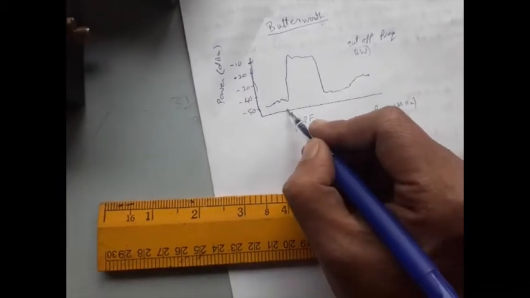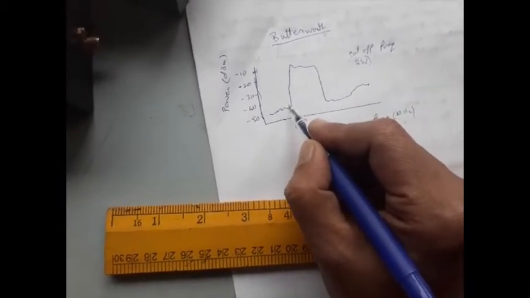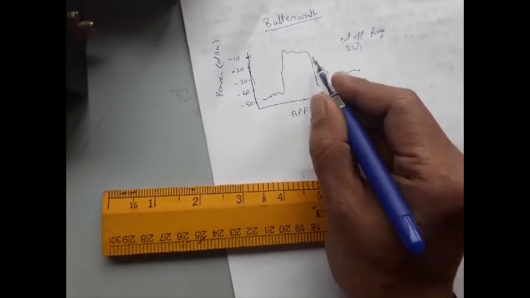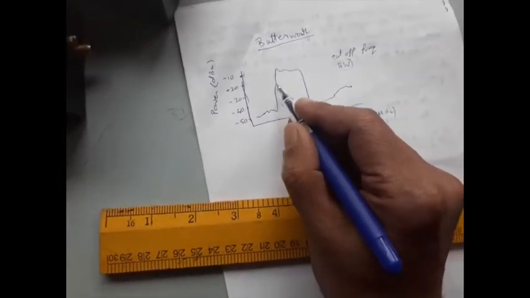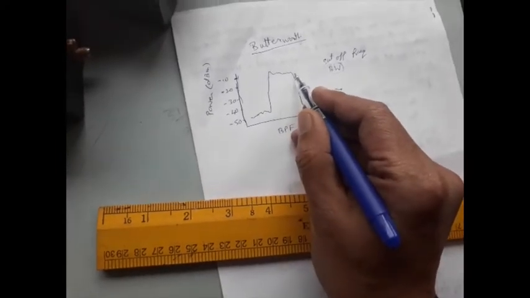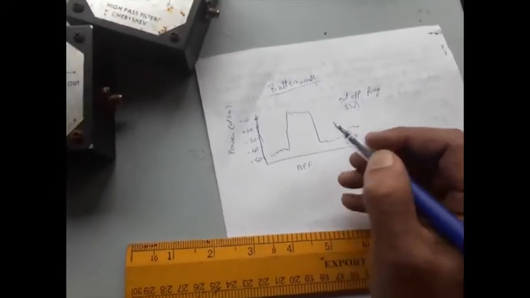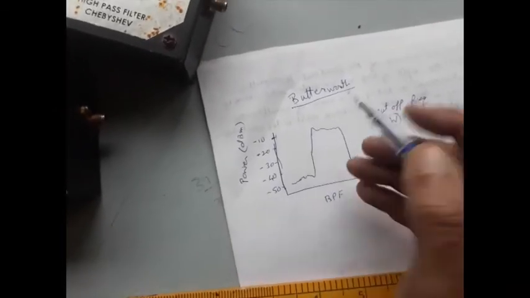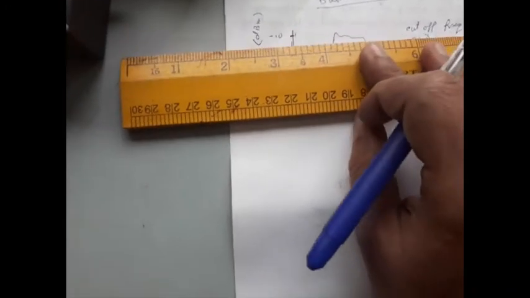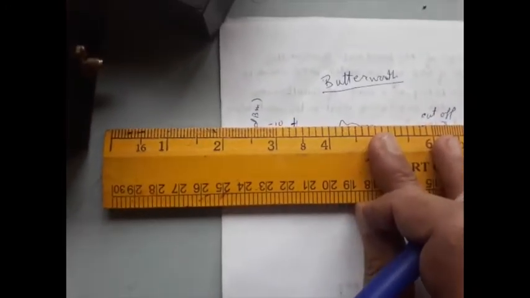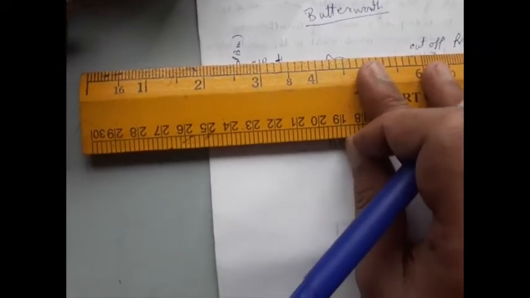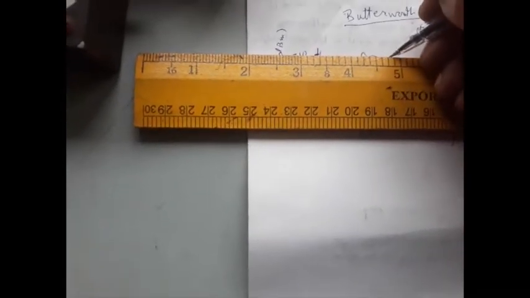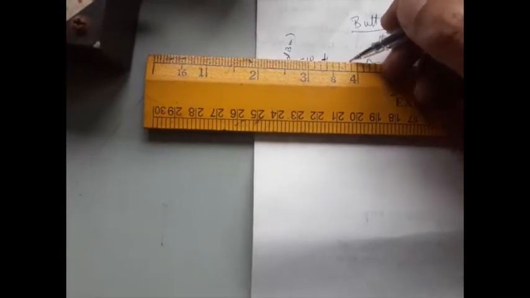And from this point to that point, this point to that point, we have transition. This is the first transition and this is the second transition. This is the transition from stop band to pass band, and this is the transition from pass band to stop band. Now we have to determine the average power of this region. So for that, you just place one scale exactly horizontally so that you have equal power on both sides, then draw a dotted line like this.